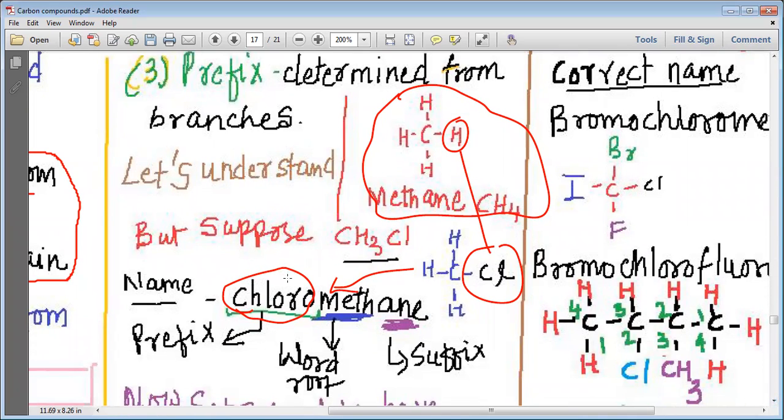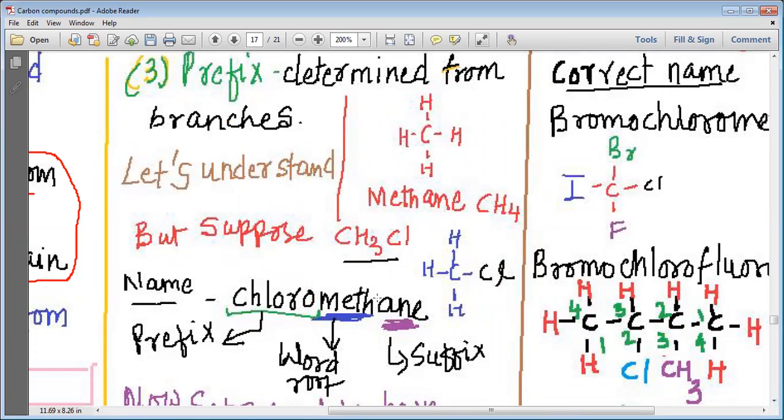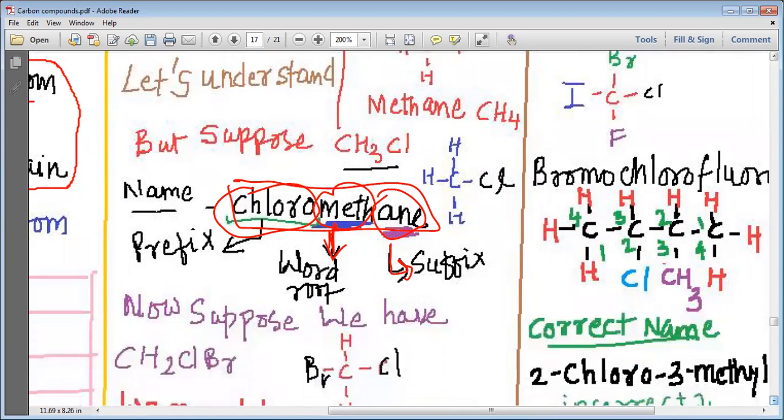This chloro is known as the prefix, and this prefix is because of this branch of chlorine. So this is how, my dear students, you can understand that in the name chloromethane, this chloro part is your prefix, this meth is your word root, and this ane is your suffix. That is because all the bonds are single bonds, and we put ane.